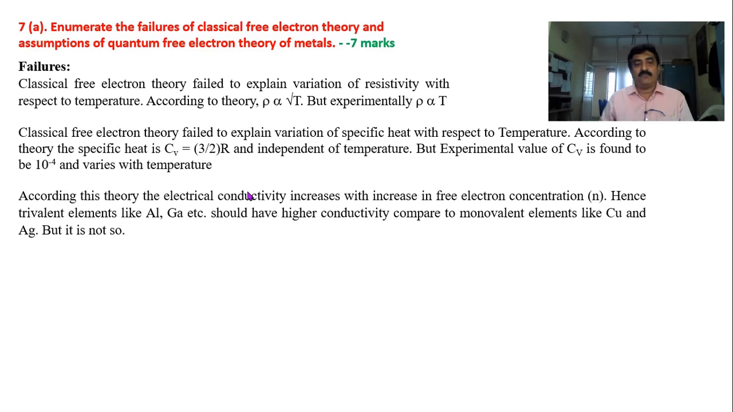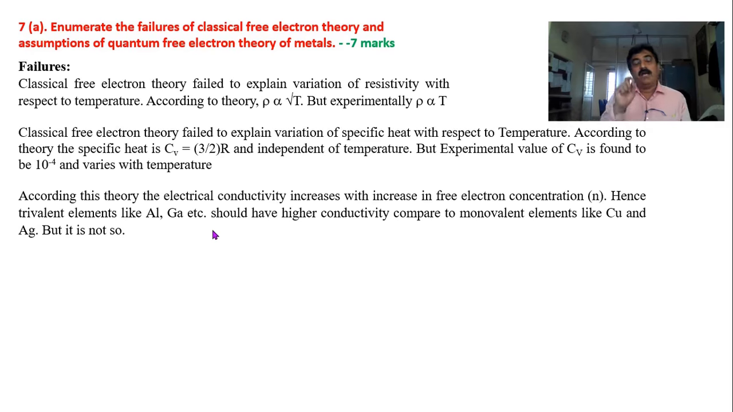Now comes one more failure. According to classical theory, electrical conductivity increases with increase in free electrons. As the number of electrons increases, conductivity also increases, says classical free electron theory. According to that theory, aluminum and gallium are trivalent. Per atom you have 3 free valence electrons. Per atom 3 free electrons or valence electrons. Free electrons and valence electrons are the same.